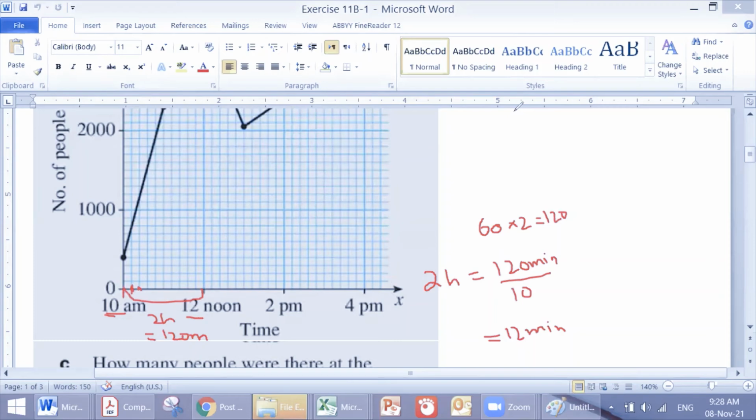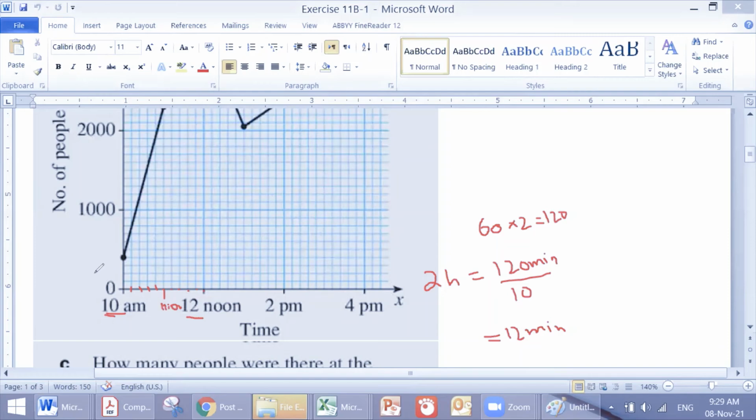This will become the first box. If I move forward along the x-axis, this will become 10:12 a.m. This will be 10:24. This will be 10:36. This will be 10:48, and this point will be 11 a.m. And I am now moving further. This is 11, 11:12, 11:24, 11:36, 11:48, and then 12. So in this way I am moving forward.